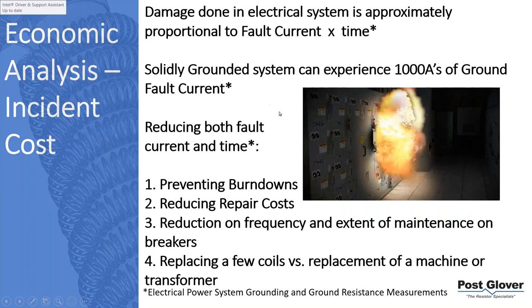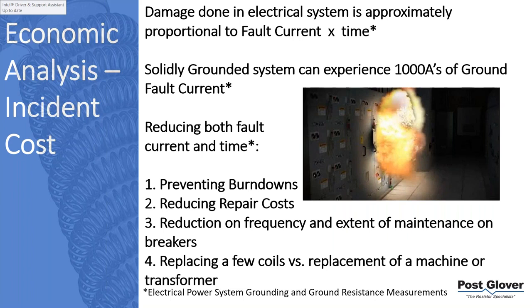So obviously we talk about how we can get rid of this. If the overall damage is in terms of fault current and time, then if we can reduce both of those, we can get benefits like preventing burn downs and reducing repair costs. This is all in this reference right here: reduction of maintenance of breakers, and talking about generators, transformers, motors, and repair versus replacement.